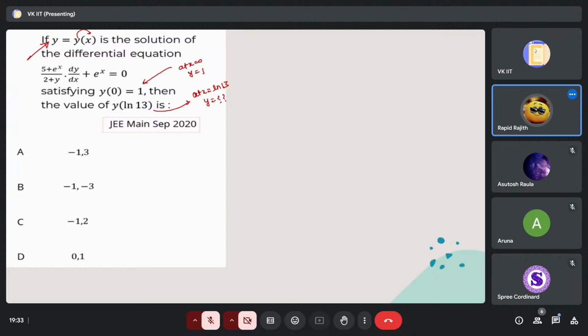So first of all, we'll try the separation, whether it is possible or not. So let's try the separation. First of all, take that e to the power x on the right side. So this will become dy by dx is equal to minus e to the power x, right? After that, I think it is clearly visible that it is a direct separation. So we can say dy remains as it is here, and 2 plus y remains as it is here. Dx will go there. So it will be e to the power x upon 5 plus e to the power x into dx.